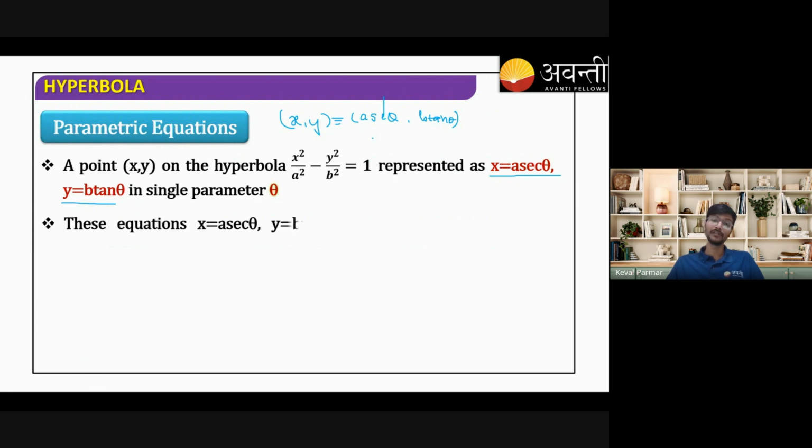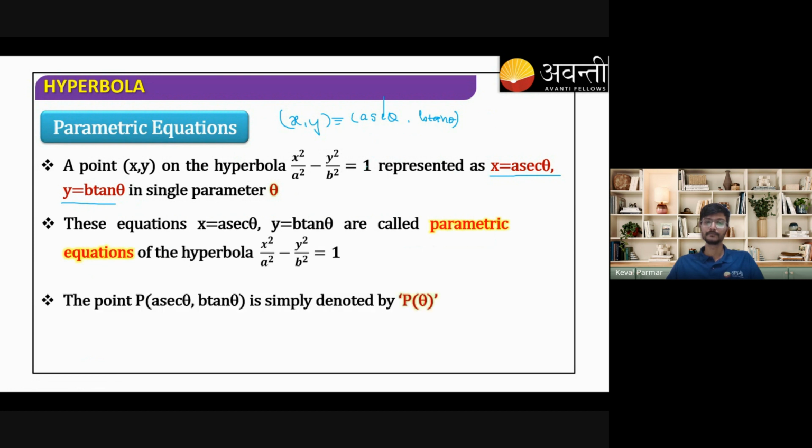So you can guess what is the equation of line. Let us read this. Again, this point is simply denoted by p theta, as it was done in ellipse.